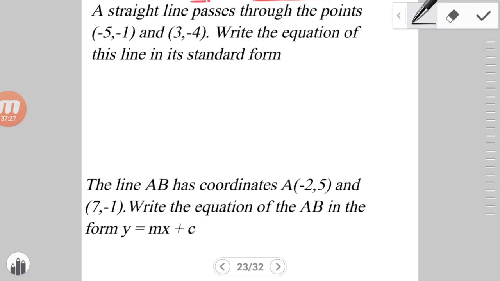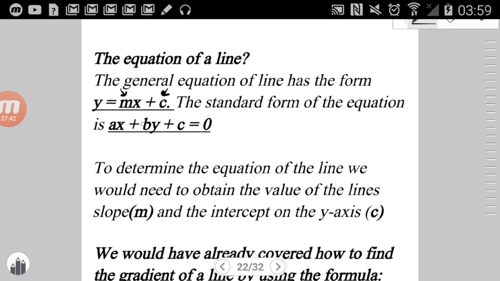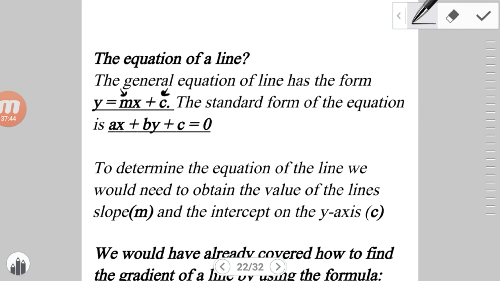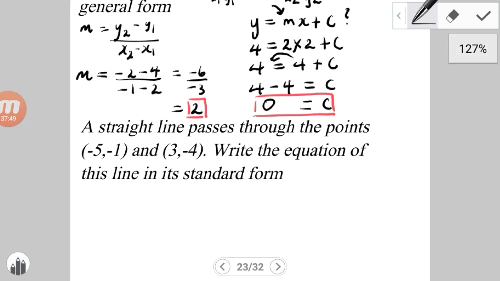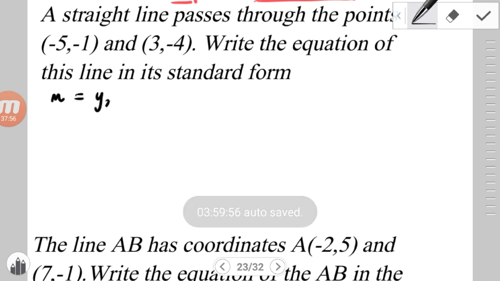A straight line passes through the points (-5, -1) and (3, -4). We're required to write the equation of the line, but this time we're going to write it in its standard form. The standard form of the equation is ax plus by plus c equals 0. We need it in that form. That's the form that they're asking it for. Okay, so here we go. Again, we need to calculate m. So m is equal to y2 minus y1 over x2, take away x1.